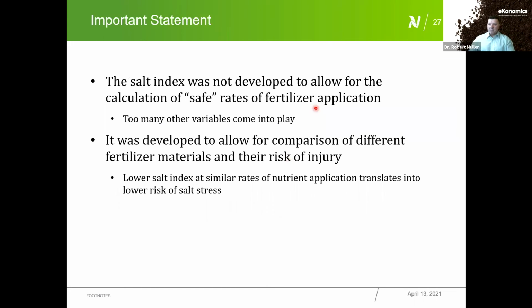All right, so I've got 14 minutes to talk about safe rates. This is a very important statement, maybe the most important statement of this presentation. The SALT index, as it was developed initially, and even for the way it's utilized today, was not developed to allow for calculation of what a safe rate would be of a fertilizer application. There are too many other variables, and I'll show you some of those in a subsequent slide or two. It was developed simply as a way to compare fertilizer materials and their risk of injury as the result of the resulting osmotic pressure that would occur as a result of the application. It's just a way for us to compare materials.